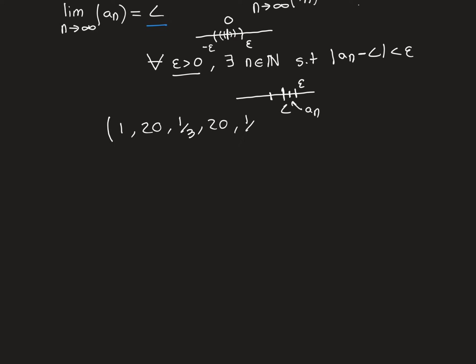And then I'll keep the fifth term, 1 over 5, and then I'll get rid of the sixth term and replace it with 20. So overall I'm going to get rid of all the even terms and replace them with 20, and I'll keep all of the odd terms. So my sequence, an, is going to be defined as follows. It will be 1 over n if n is odd, and it will be 20 if n is even.